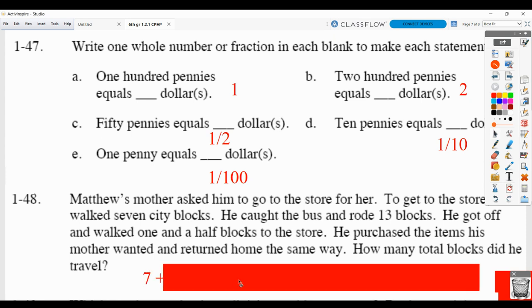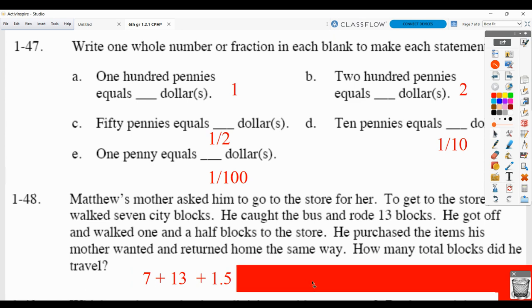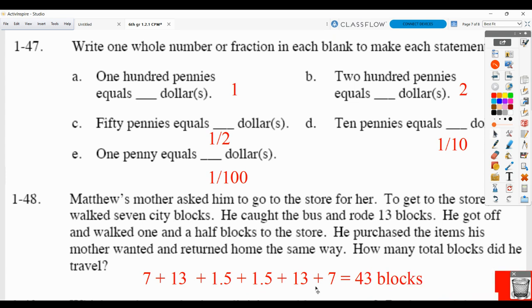So he went the 7 blocks plus the 13. Then he walked the 1.5, which I went with as a decimal, and then the same thing back. So the total would be 43 blocks. 7 plus 13 is 20. Here's another 20, makes 40, and then this makes 3.